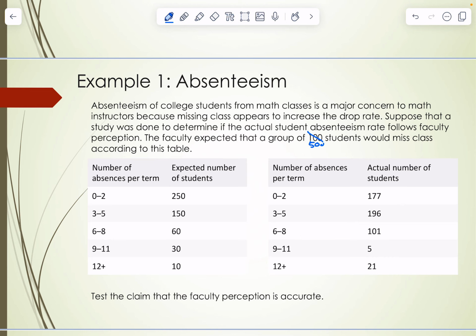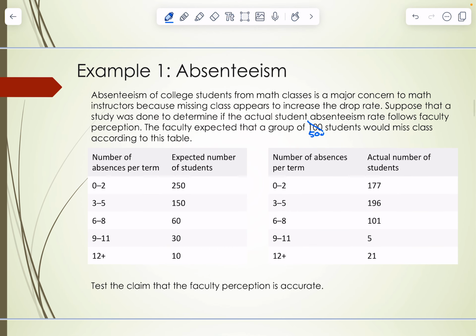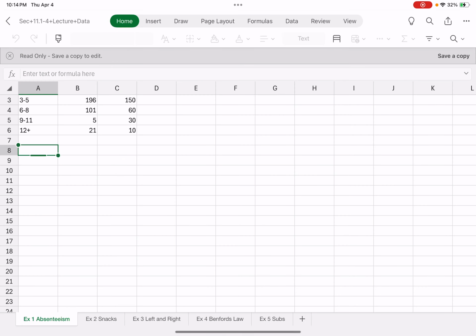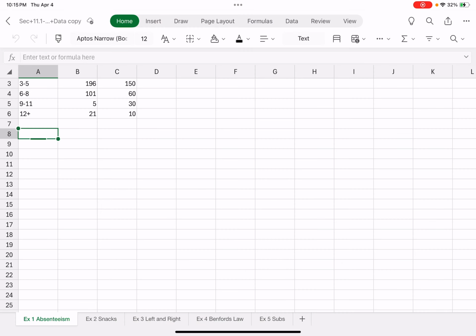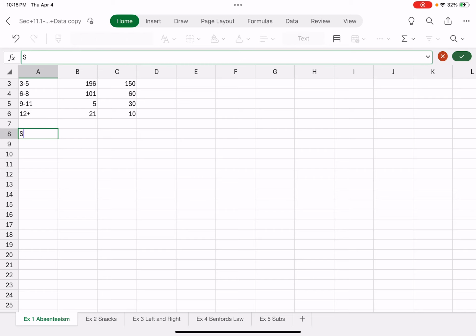Okay, and then a study was done, and 500 students were randomly selected, and their absences were found from data. Test the claim that the faculty perception is accurate. Okay, let us do so. So we do step 1. Oh, save a copy. That's right, save a copy. Save, great.